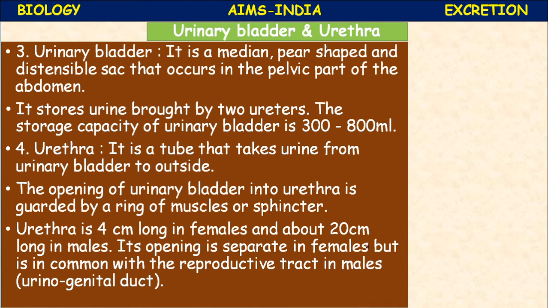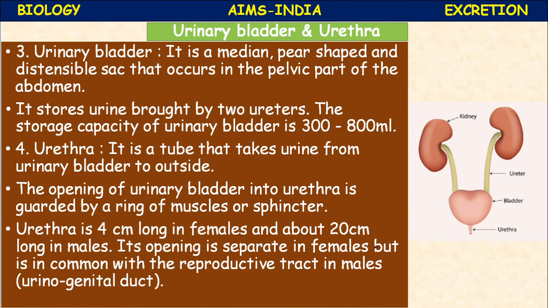Its opening is separate in females, but it is common with the reproductive tract in the males. That means there is a common passage in the males for the passage of the male gametes, the spermatozoa, and the urine. So that's why it is a common tract, and that's why it is called the urinogenital duct in males.